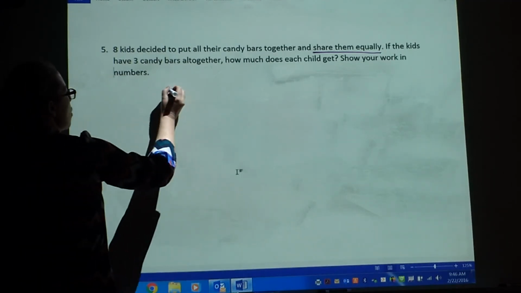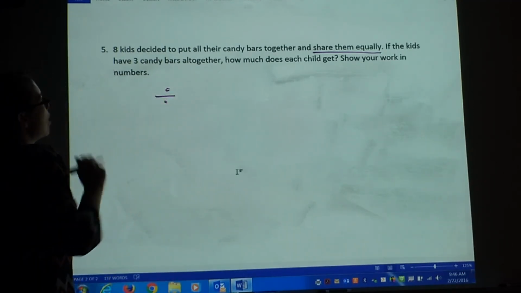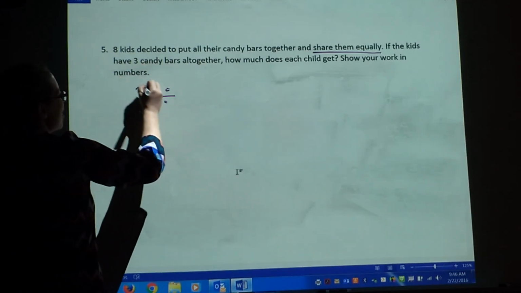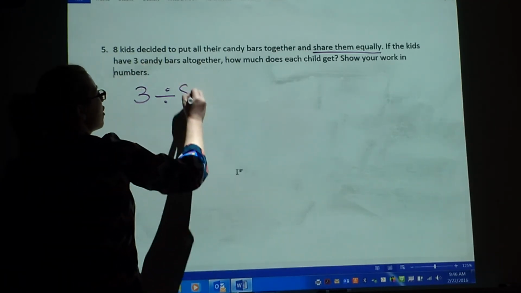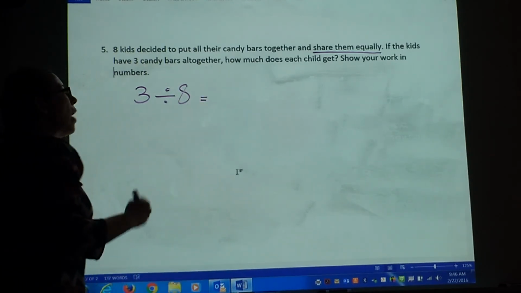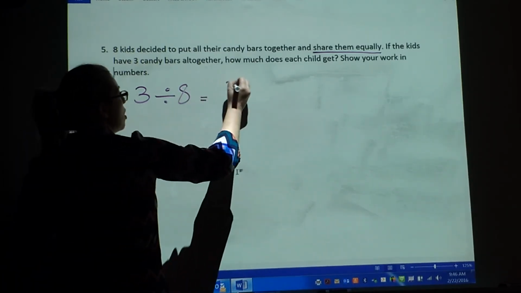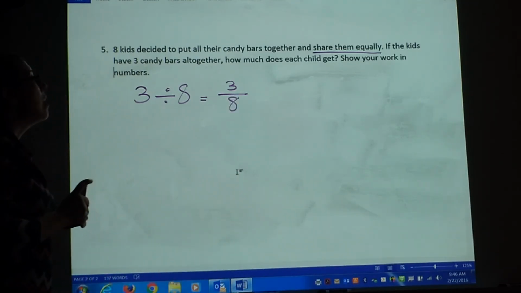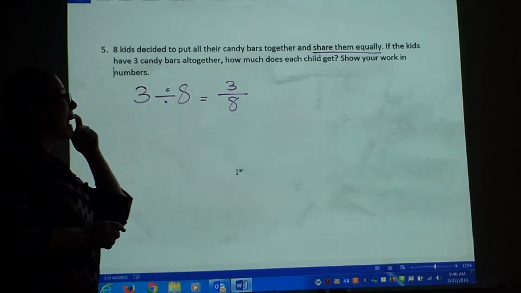We're sharing equally, so we know we're dividing. What are we dividing? The 8 kids or the 3 candy bars? You're taking the 3 candy bars and you're sharing it with 8 kids. So how can you actually answer this question? It should be 3 divided by 8. Now, which brings us to 3/8.